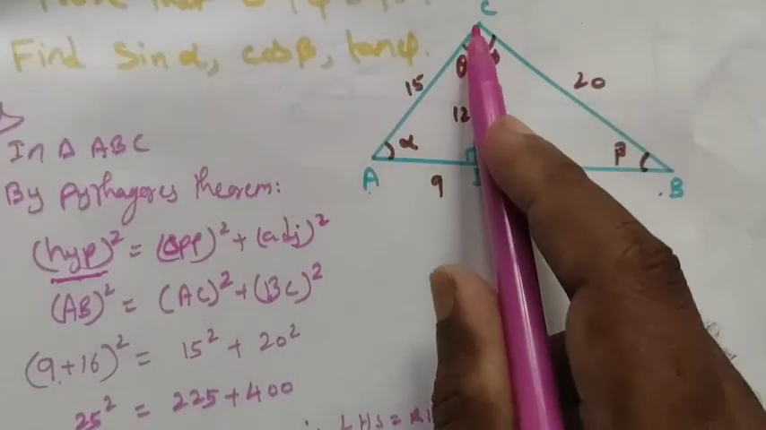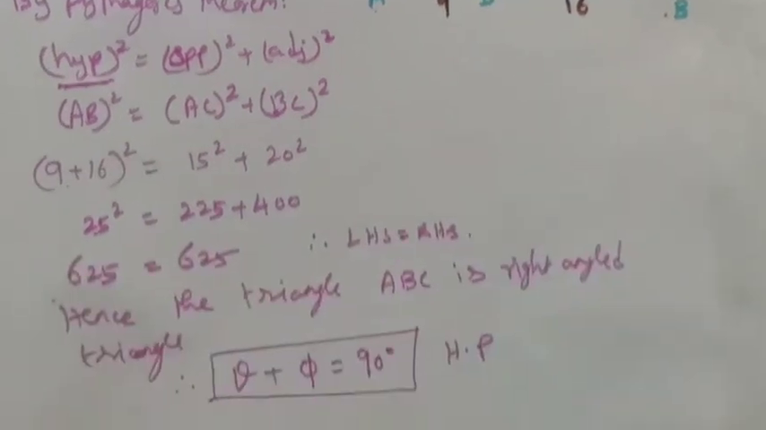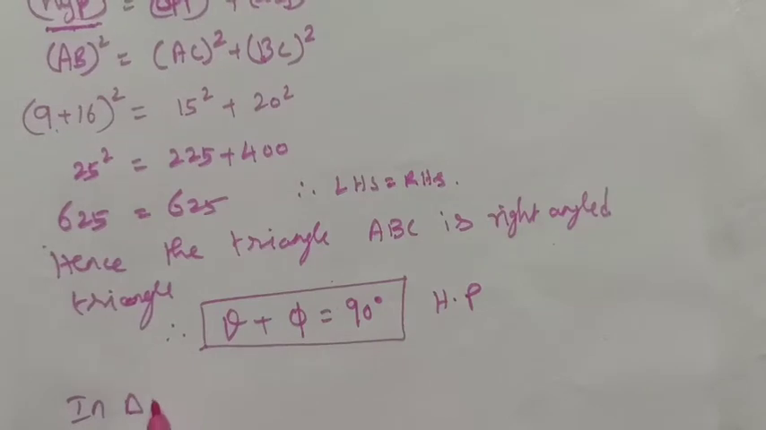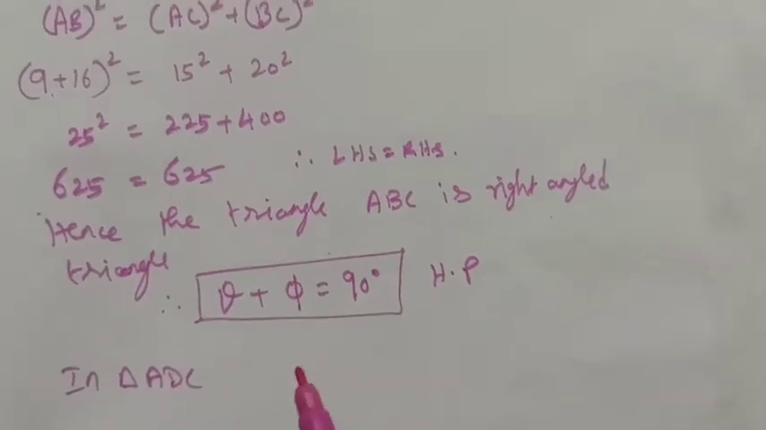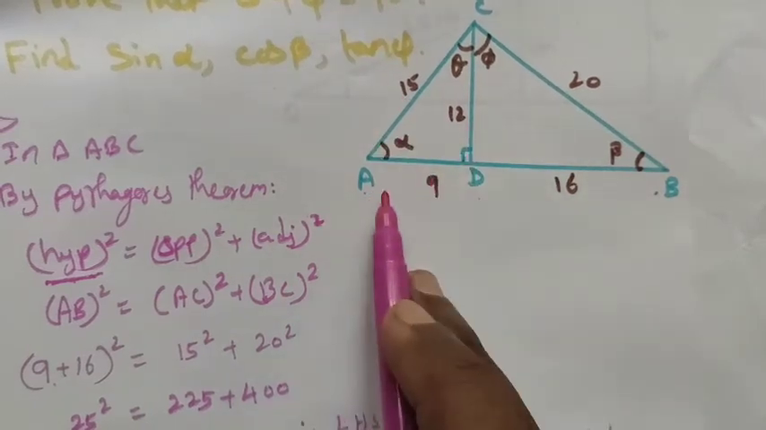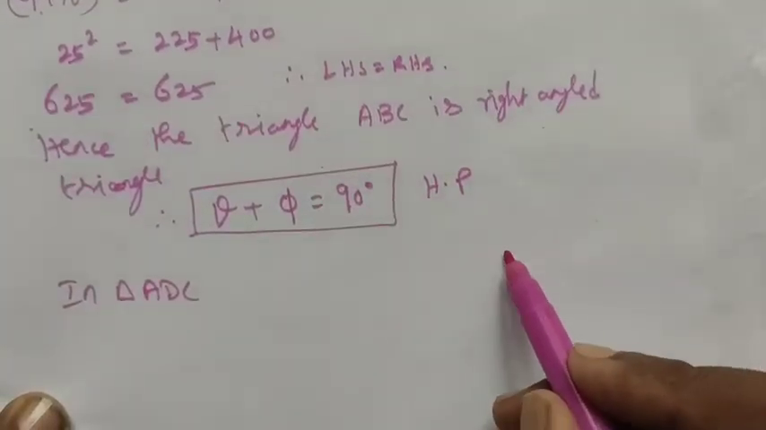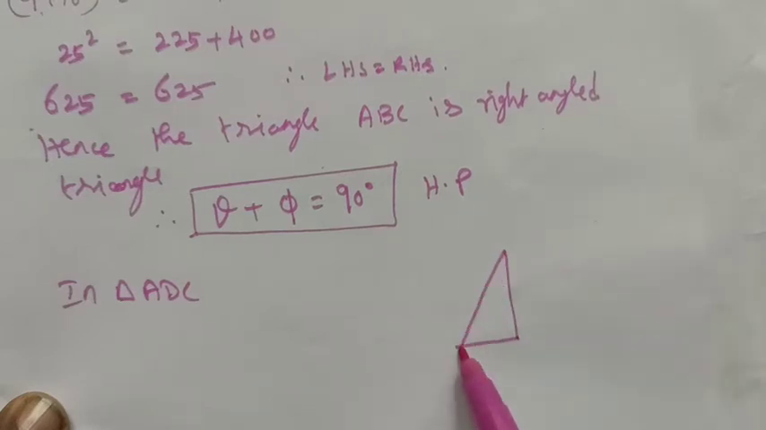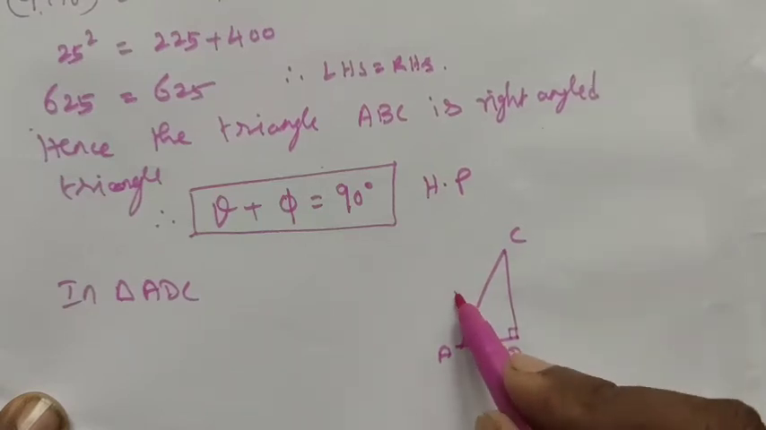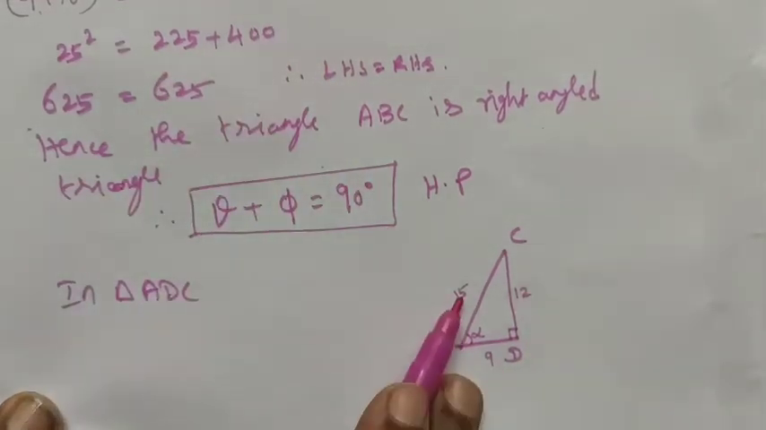Again we want to prove that these two triangles are also right angle triangles. So let me take triangle ADC, where this is the 90 degrees. This is the hypotenuse side, that is AC square, and the other two sides are AD and DC. Here I roughly draw the diagram. This is the triangle ADC. This is 90 degrees. Here we have alpha. This is 15, this is 12, that is given, and this is 9.